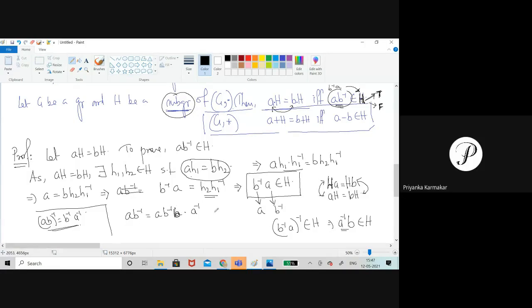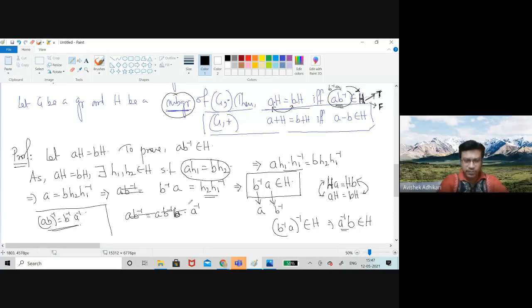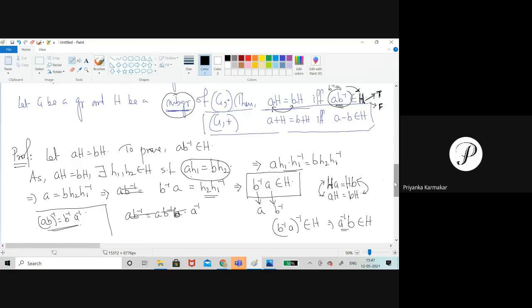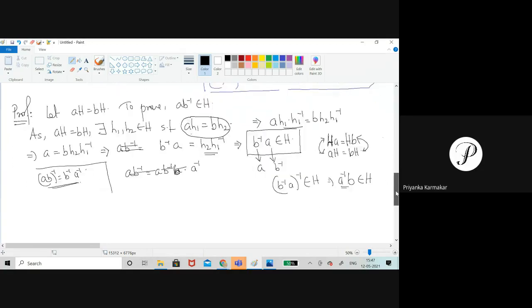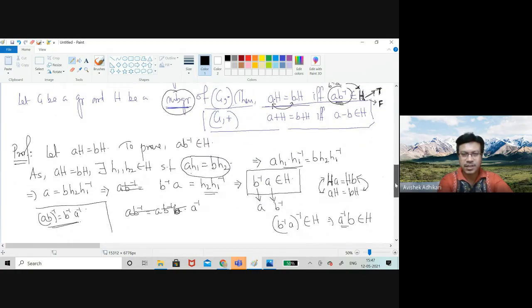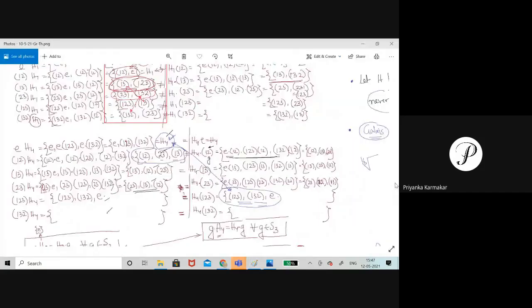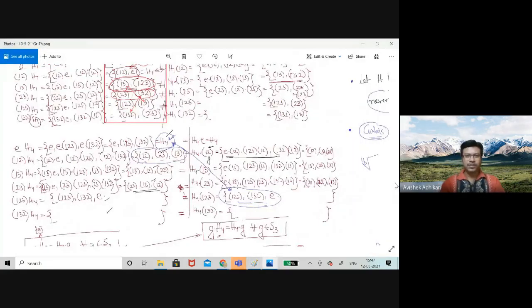Yeah. Sir, if G is S3, H is {e, (1 2)}. Okay. The last example. Good. Let's see. Let's go to this example.